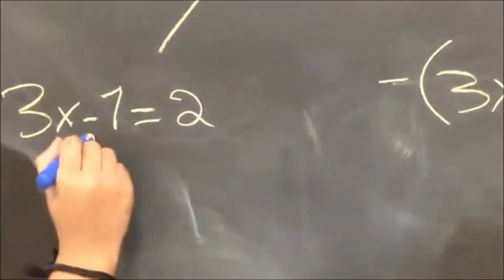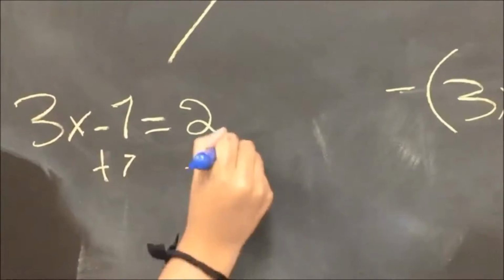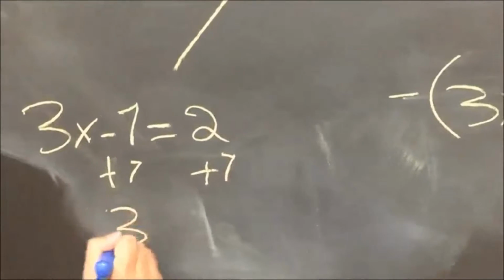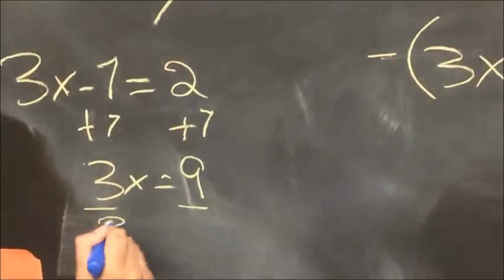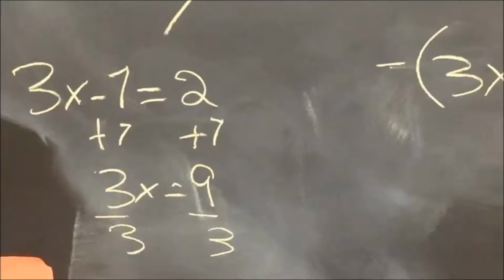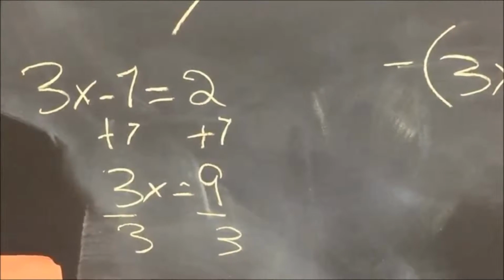To solve the equation, we will add 7 to each side. We will be left with 3x equals 9. We will divide by 3 on each side and be left with x equals 3.